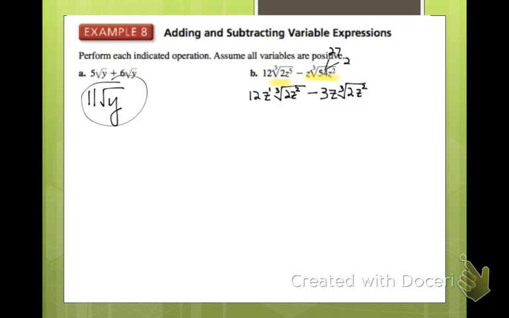All right, now I'm going to look and see if my variable expression is exactly the same. So I have 12z cube roots of 2z squared and 3z cube roots of 2z squared. So since all of this is identical, we can take those 12 and subtract those 3. So that will leave us with 9z cube roots of 2z squared. All right, so that concludes the notes on using properties of rational exponents and radicals to add and subtract expressions in section 5.2.